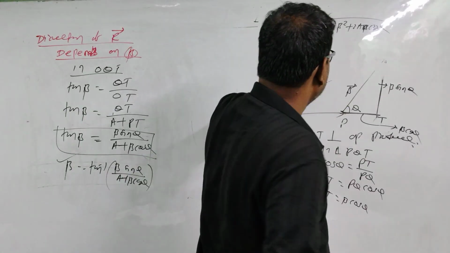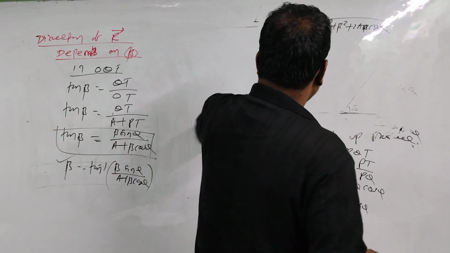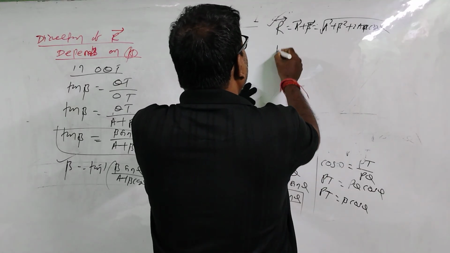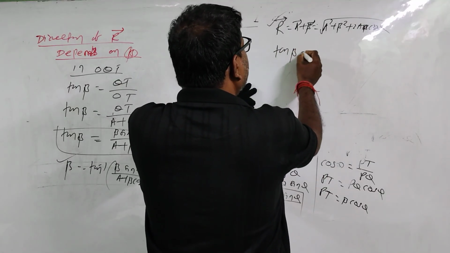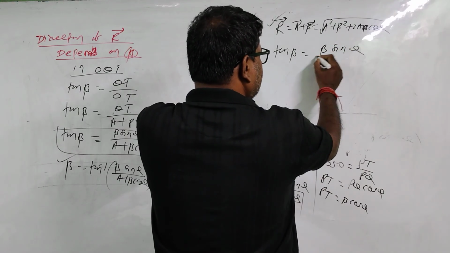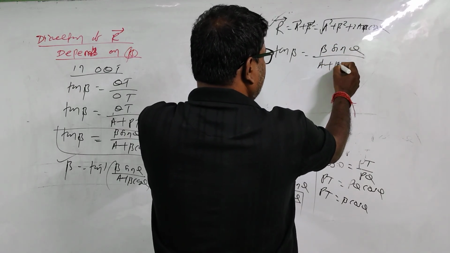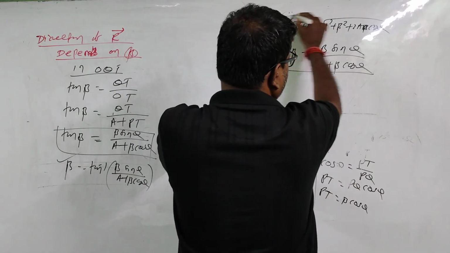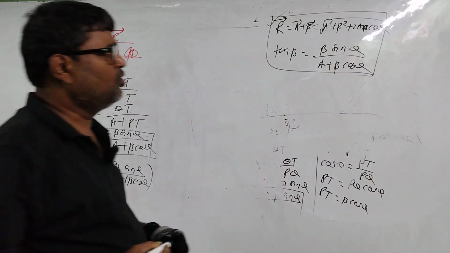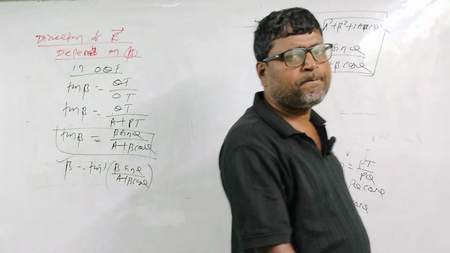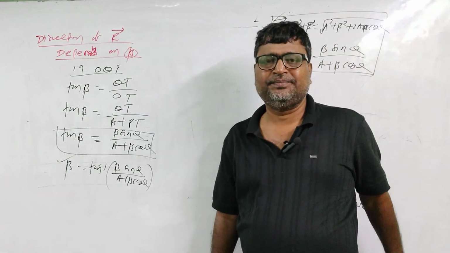So in the triangle law there are two results: the resultant R is this, and the direction is tan beta equal to B sin theta by A plus B cos theta, okay. So now some special cases, okay.